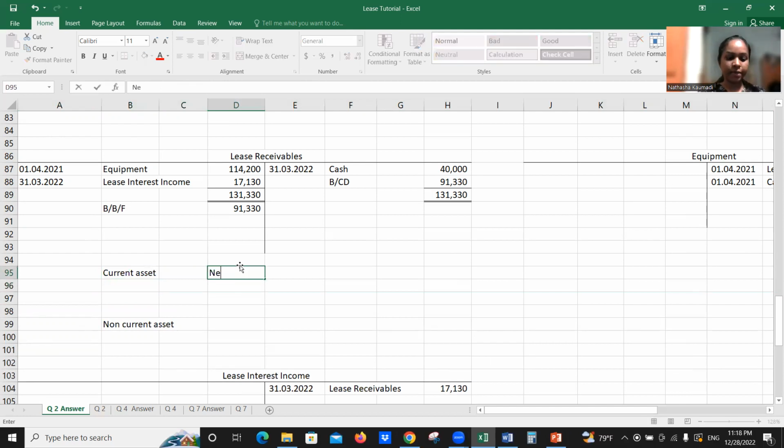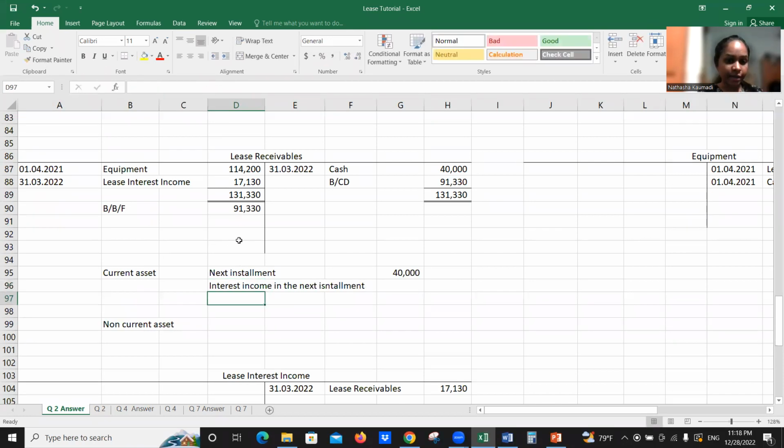Now you know what we did for the current liability of the lease liability. First of all, you are taking the next installment. So in the next year, you will be getting that installment which is equal to 40,000. What is the interest income in that installment? Interest income in the next installment.